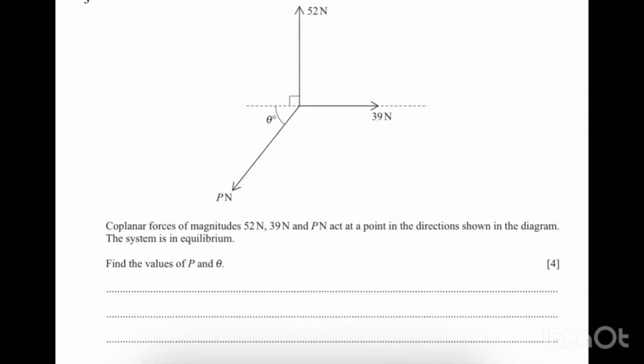On to question number 3. They're saying that there are coplanar forces of magnitude 52 newtons, 39 newtons, and p newtons acting at a point in the directions shown in the diagram. The system is in equilibrium. Find the values of p and theta.